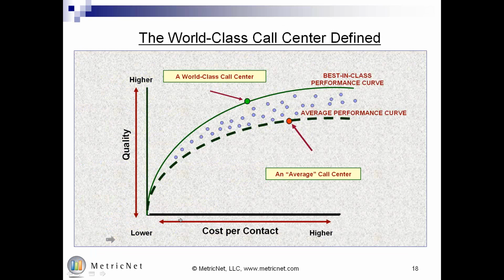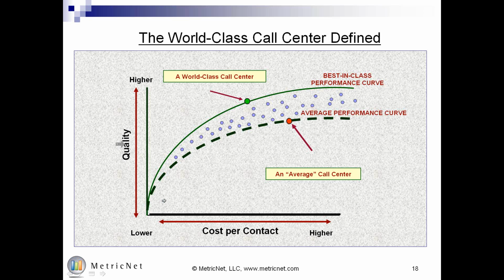Now I can define it graphically as shown here on page 18. Let me explain how this chart is interpreted. On the y-axis we've got quality, which would be measured by customer satisfaction. And on the x-axis, we've got cost per contact, which is our efficiency measure. So we've got efficiency versus effectiveness.